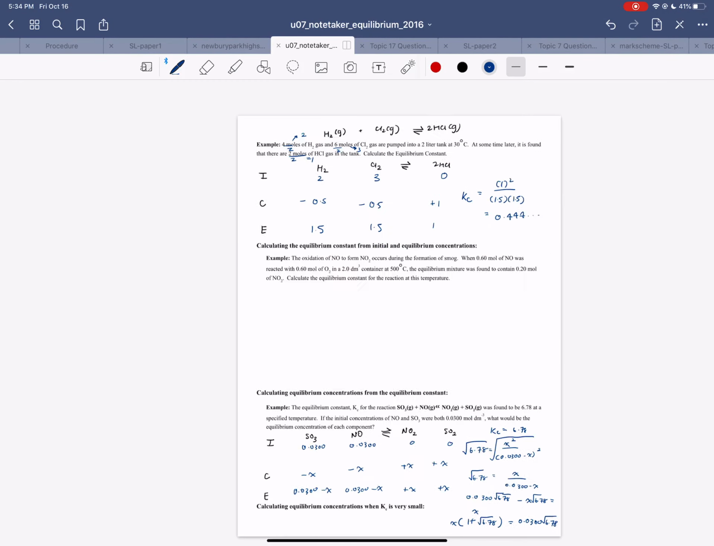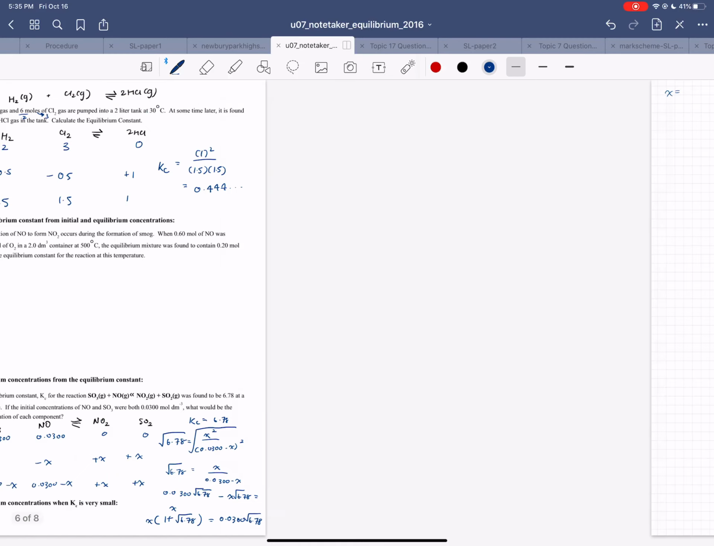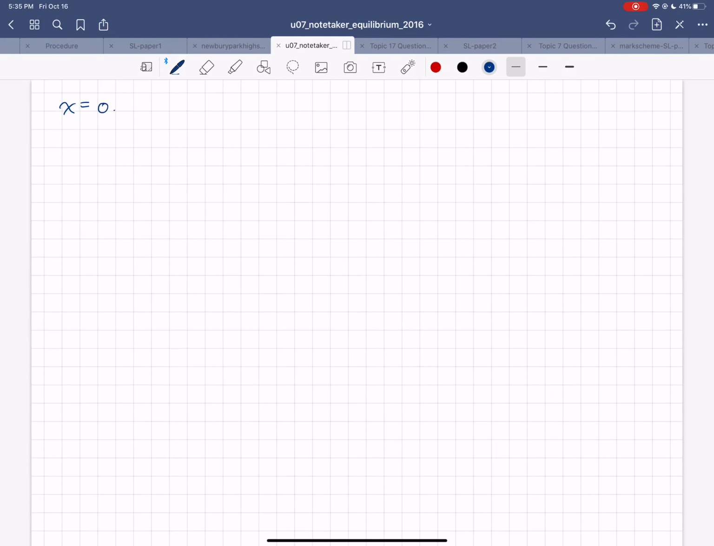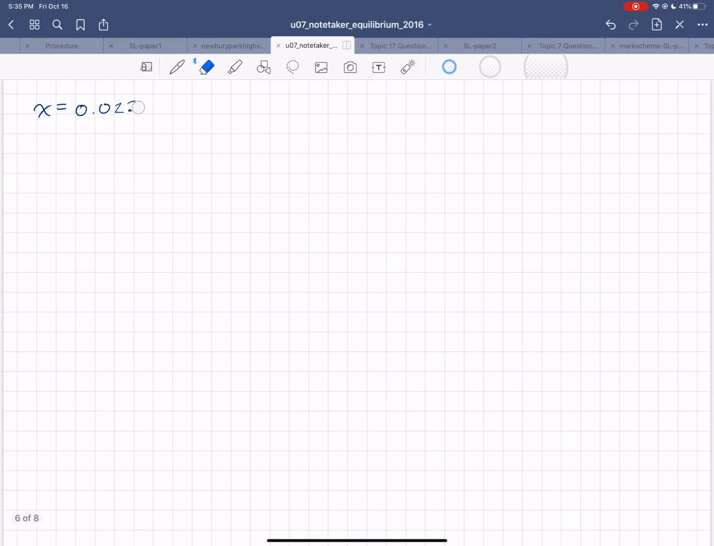X in that case is equal to, let me just put this in my calculator, 0.0300 times root 6.78 divided by 1 plus root 6.78. This is just 0.022. Right? We do that to 2 sig figs. Or actually we could do it to 3. I think we should do it to 3 sig figs. That would be proper.